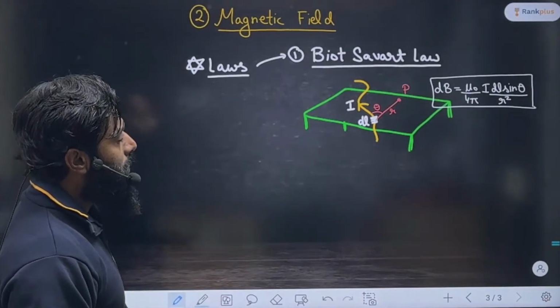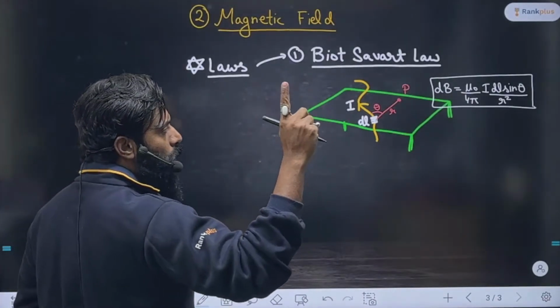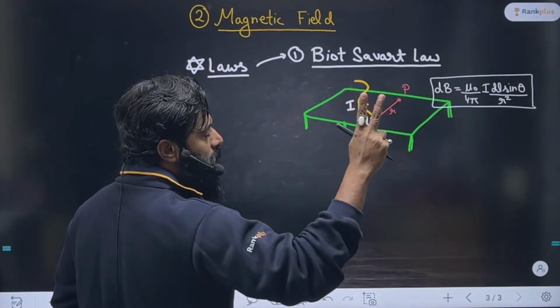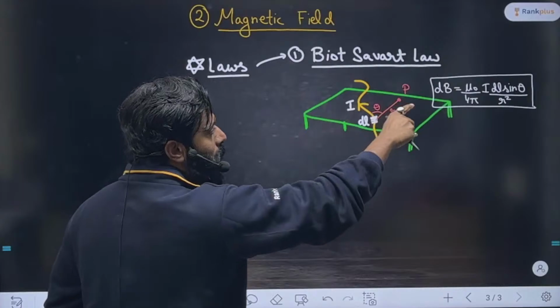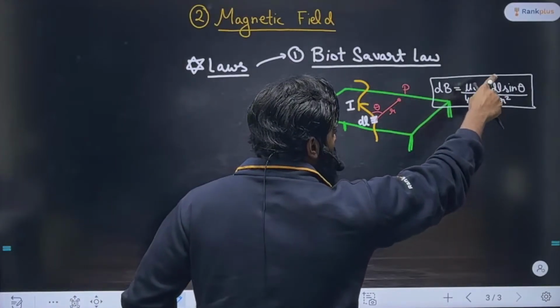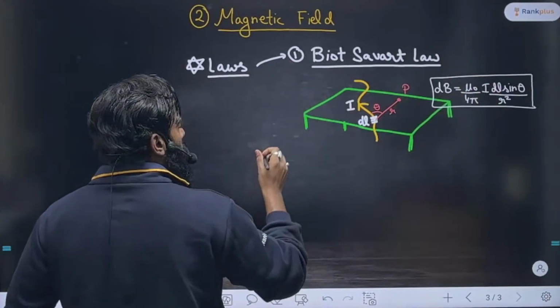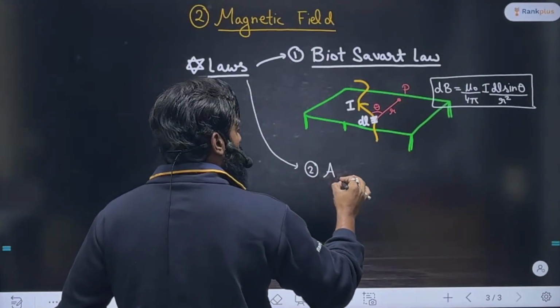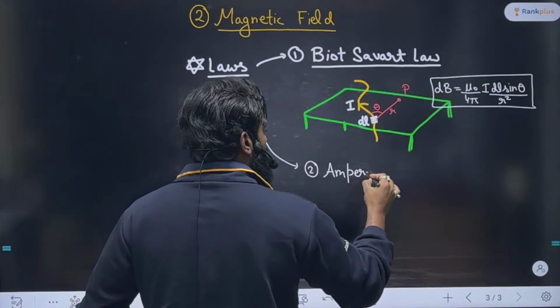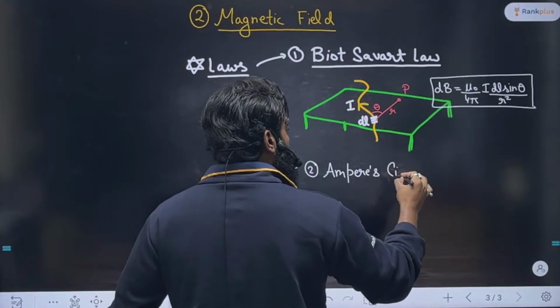Okay, I think that it's done. It depends upon the angle, it depends upon the small distance which we are taking, it depends upon the current, and it also depends upon the distance. And the second law is Ampere's circuital law.